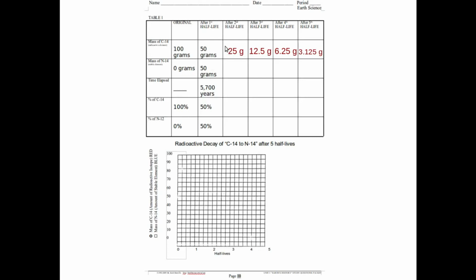So what's happening over time is after each half-life, in this case 5,700 years each time, half of the sample decays to this new amount of radioactive material. But the other half of the 25, I should say of the 50 grams, becomes stable.